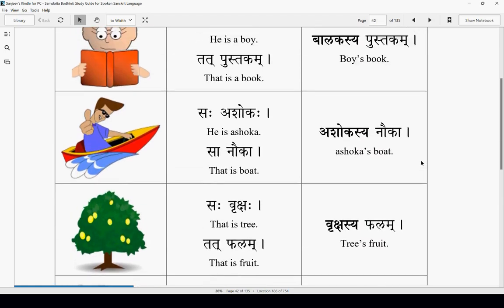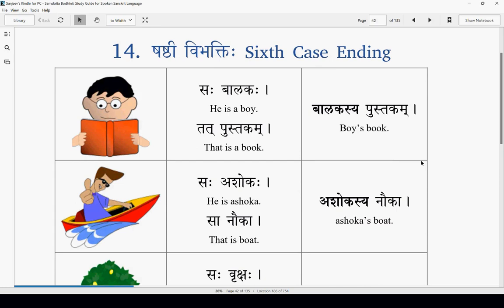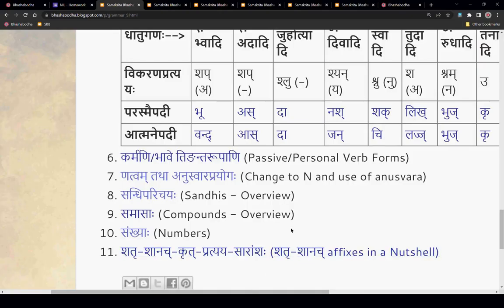Yeah, I think we can take a quick look at the Shashti Bhakti, the 6th case. Those are the Prathama Bhakti forms we saw: Pullinga, Strilinga, Napumsaklinga, each with Ekavachanam and Bahuvachanam. Now Shashti Bhakti, the 6th case ending. Why are we not going in the order of Vibhakti? You can also go like that, that is one way. But this is another approach, that we take up Shashti Bhakti first in the study here.